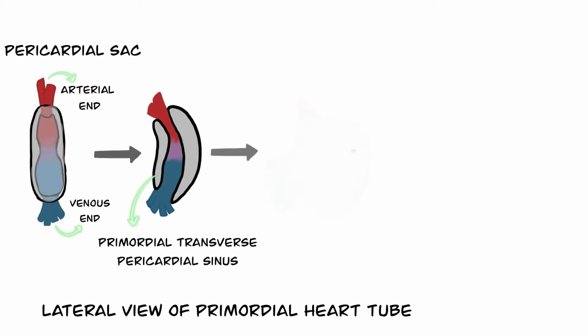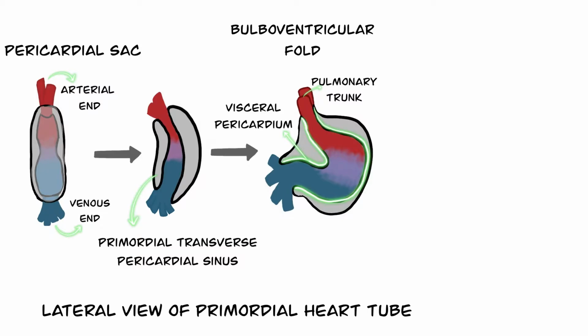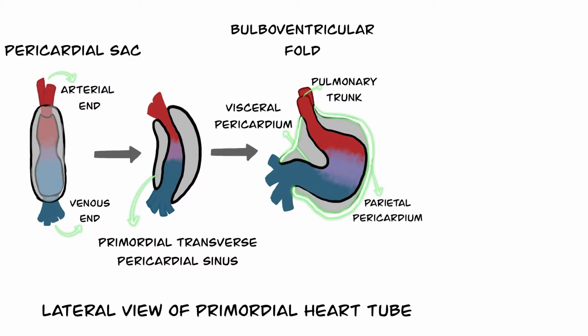The bulbus cordis and ventricle grow faster than other regions, therefore the heart falls back on itself and forms a U-shaped bulboventricular fold. In later stages, the following structures can be seen in the figure: pulmonary trunk, visceral pericardium, parietal pericardium, and the pericardial cavity between the visceral and parietal pericardium.